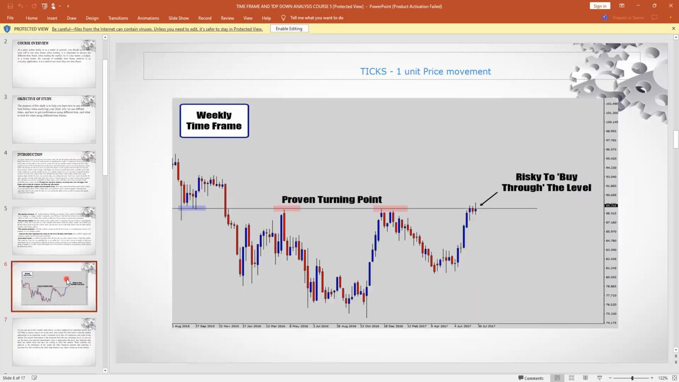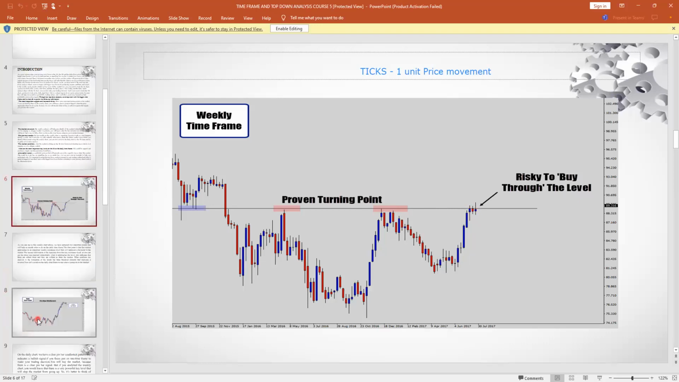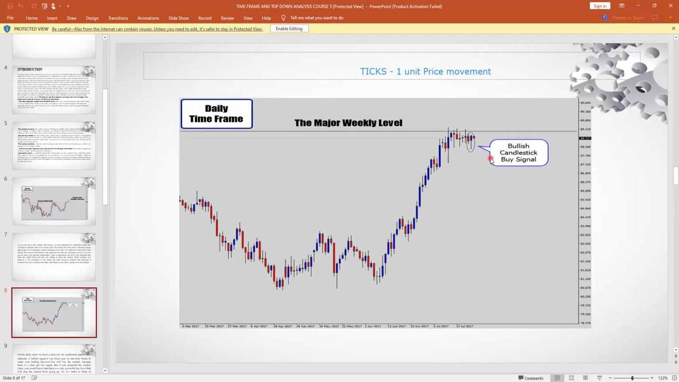Let's go back to the weekly and see that. Can you see that inside bar? All right, we got to a resistance level or a turning point on the weekly, and now we are getting an inside bar. So let's look at what the daily time frame is showing us. So on the daily time frame, this is that weekly level that you saw, all right? On the daily time frame, we're seeing a bullish candle, all right? That is indicating a buy signal. We're seeing a bullish candlestick indicating a buy signal.